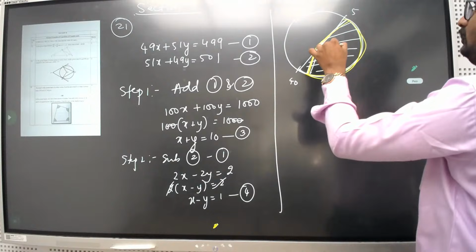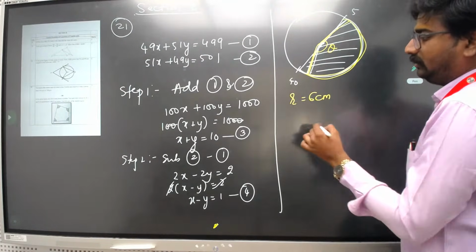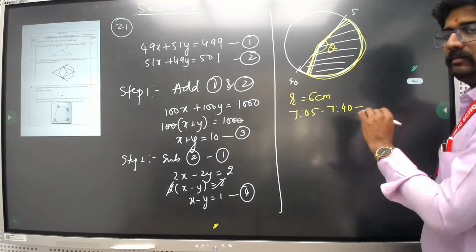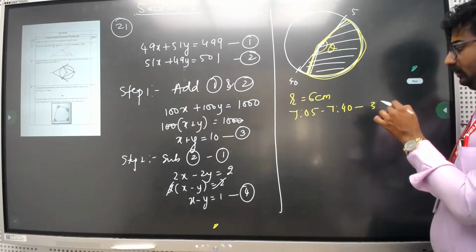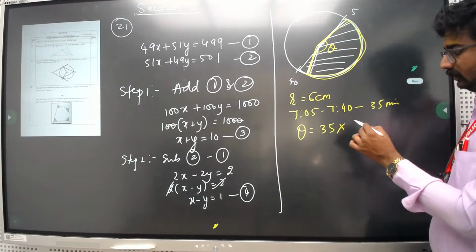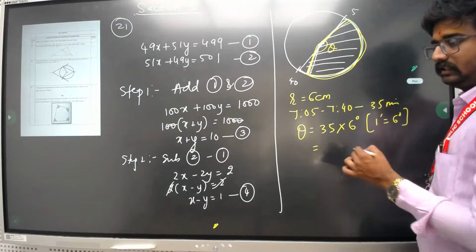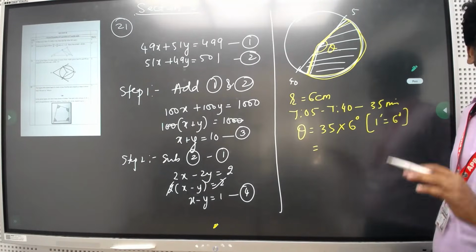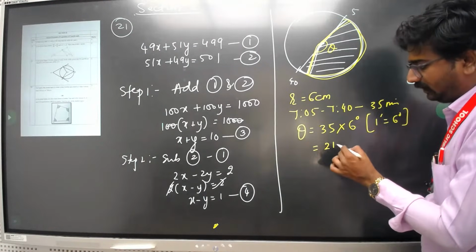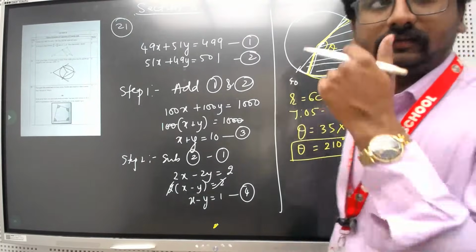This area I have to find, but I don't know what is theta. Radius is 6 centimeter. Time they give 7.05 to 7.40. How many minutes has it swept? 35 minutes. So theta is equal to 35 into 6 degree, because 1 minute is equal to how many degrees? Then 60 minutes is equal to 360, one rotation. Now when you multiply this, you will get the answer as 210 degree.